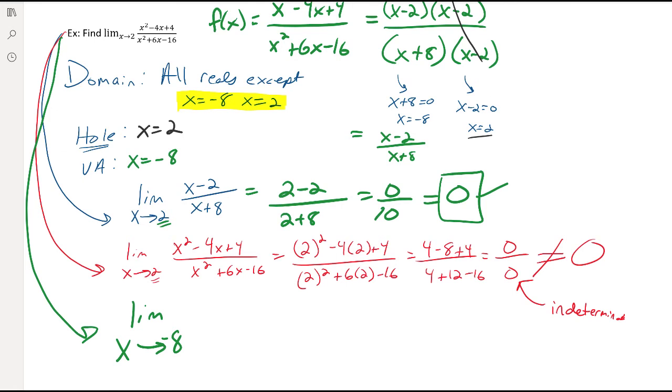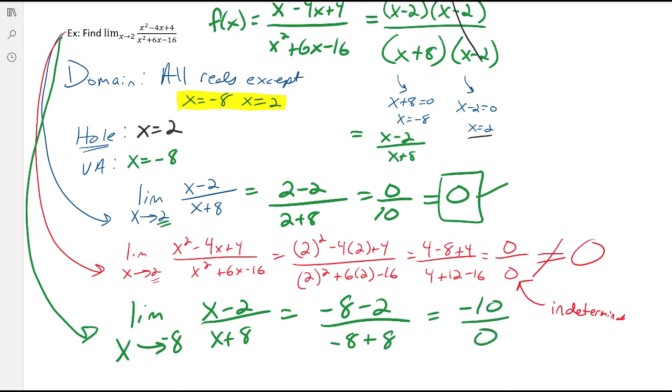And once again, I'm not going to do the whole work here, but if we plugged in a negative 8, once again, we get 0 over 0. So when you get 0 over 0, that means you need to factor and cancel out something. So let's just plug it into the simplified version, right? The already factored and canceled version. So now if I try to plug a negative 8 into this, I get a negative 8 minus 2 over a negative 8 plus 8. And I get a negative 10 over 0, which is undefined.